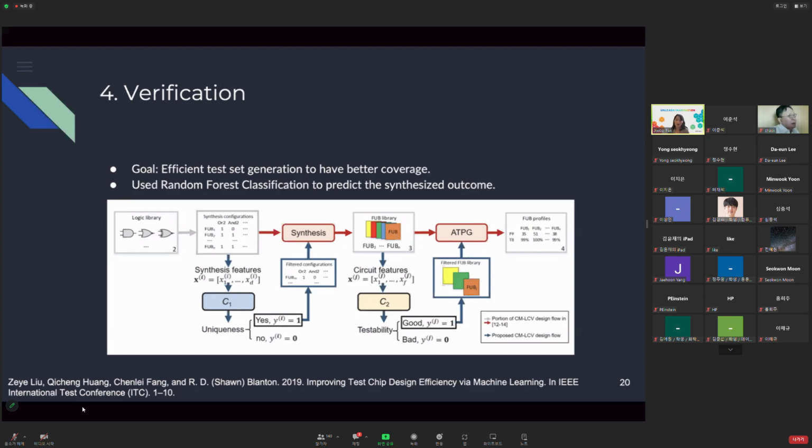So if a certain combination of inputs can eventually reach the same output, right, then we can reduce those kinds of cases, right? So how to cover the vast majority of the input and output combinations with the smallest set? That's the task for the testing and the verification. And then this is one of the early works, 2019, and then they used random forest classification to predict the synthesized outcome, and then reduced it effectively.